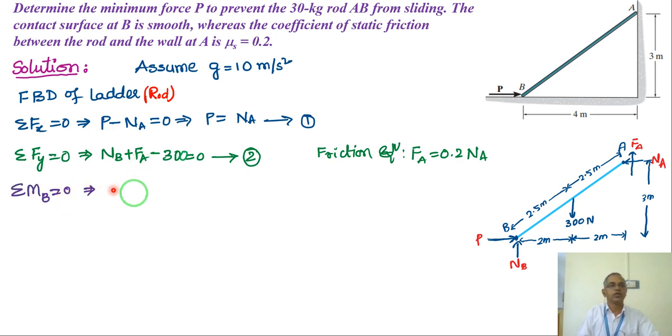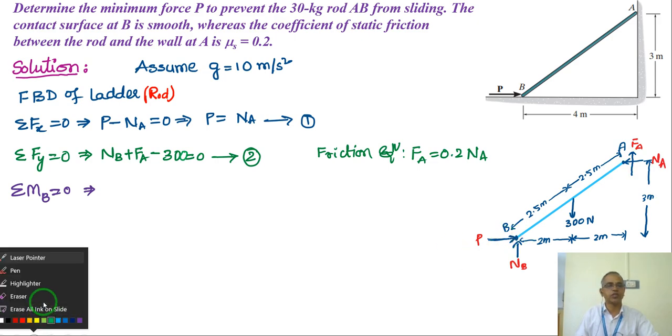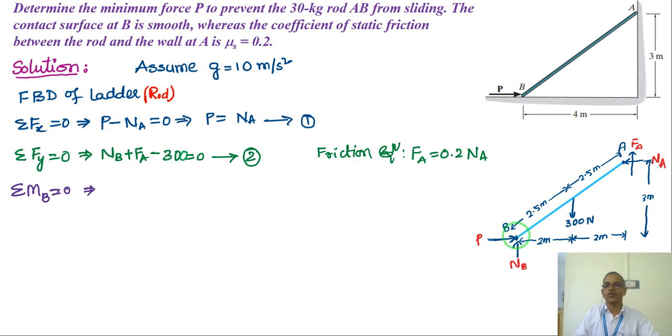Then another equation is the summation of all the moments at this point or this point equal to 0. So let us say I take moment at point B. If I take moment at this point, what happens?